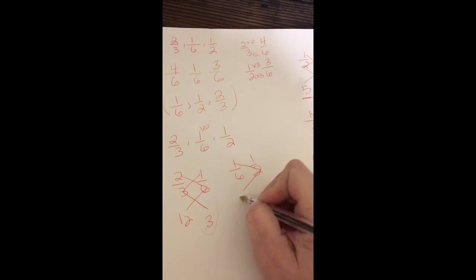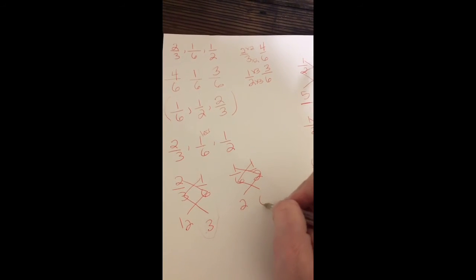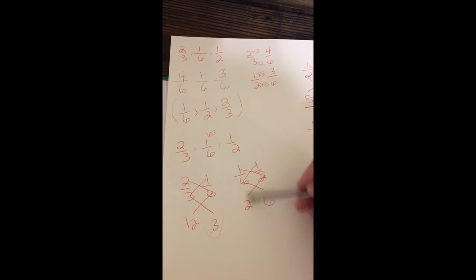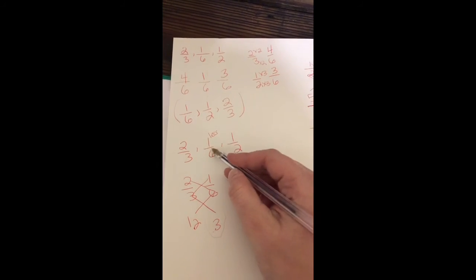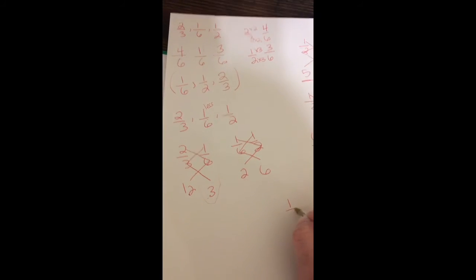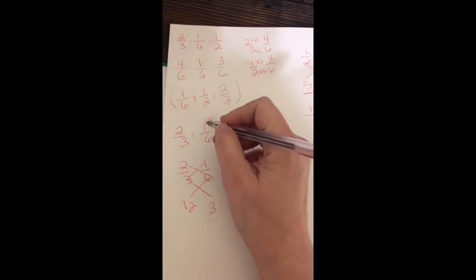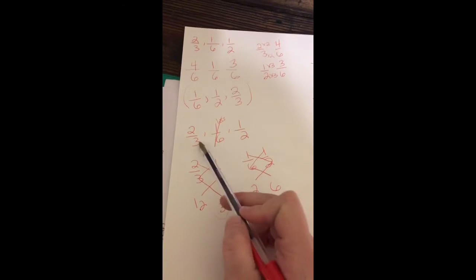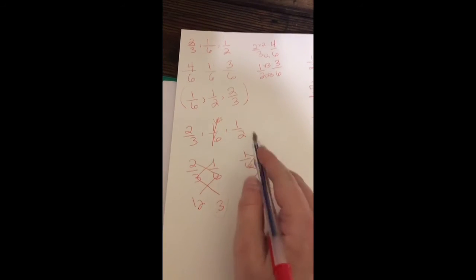1 times 2 is 2. 1 times 6 is 6. So now we can see that 1/6 is still less than a half. So that's our lowest number. Then when you take that one out, you have to go back and check your other two and see which one is less out of those.